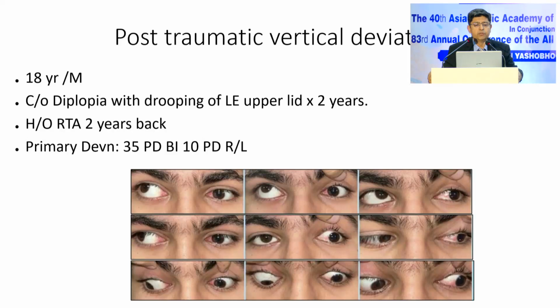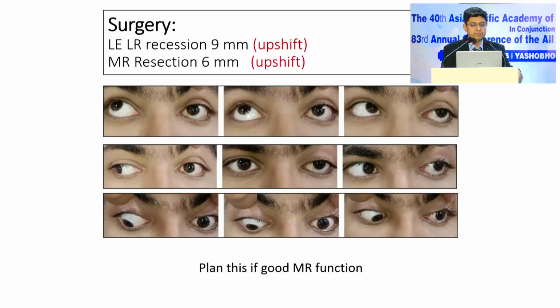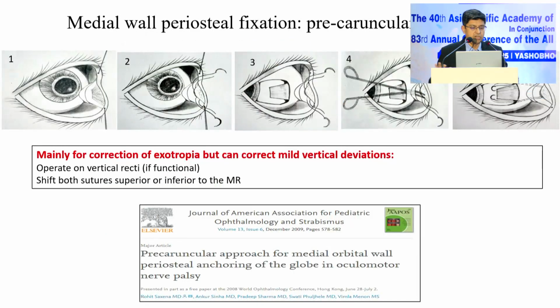This was an 18-year-old male with left third nerve palsy. You can see that there was a very modest amount of hypotropia, about 10 prisms. So we did a recess-resect procedure with an upshift, and you can see we got good vertical correction. Our experience is about 10 to 15 prisms, depending on the amount of resection, because the resected muscle is the one that is actually pulling things up, so the effect depends on the amount of resection and the upshifting. Of course, this is useful if you have good medial rectus function. Otherwise, this kind of procedure would not be useful.